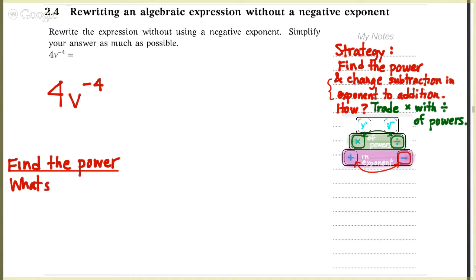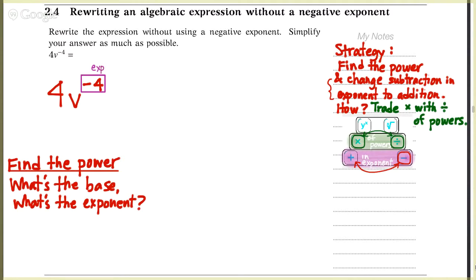In the expression 4v to the negative 4, where is the power? So what's the base and what's the exponent that we see in this expression? It's very tempting to think that the base is 4v, when that's actually not the case. If we label where the operations are happening, we know what the exponent is. The exponent is negative 4. But what base is that exponent being applied to?